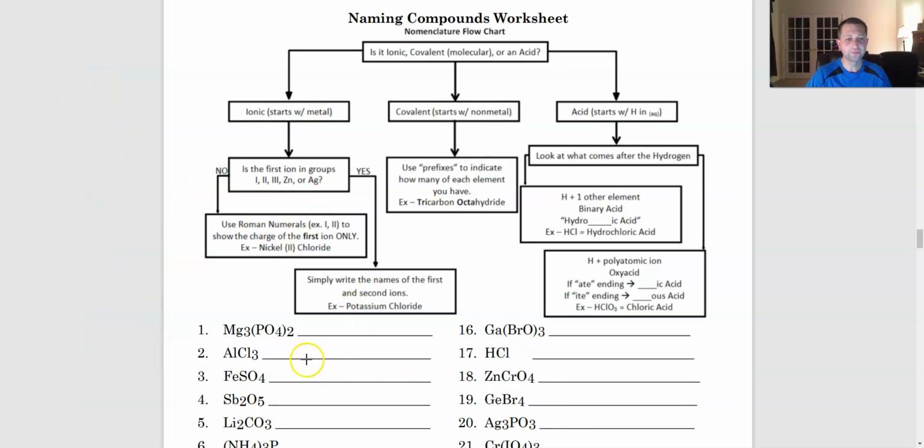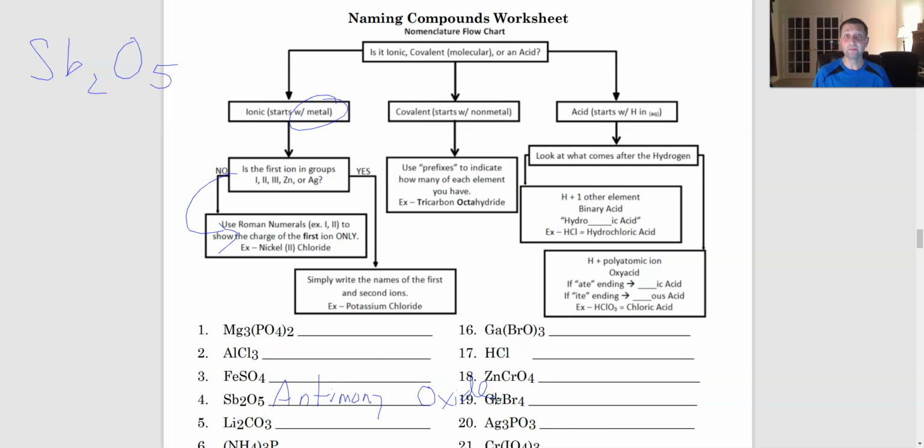Let's do one more that way, which is actually number 4, Sb2O5. So Sb is a metal. We're here. It's not in group 1, 2, 13, 3, silver or zinc. So we're here. Again, use the Roman numerals. So we have Sb2O5. Let's figure it out. Sb is what element? Well, Sb is antimony. And then O is oxide. Sorry, it's so sloppy. So it's antimony something oxide.